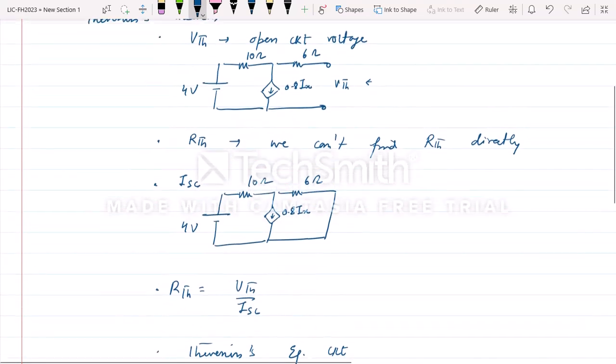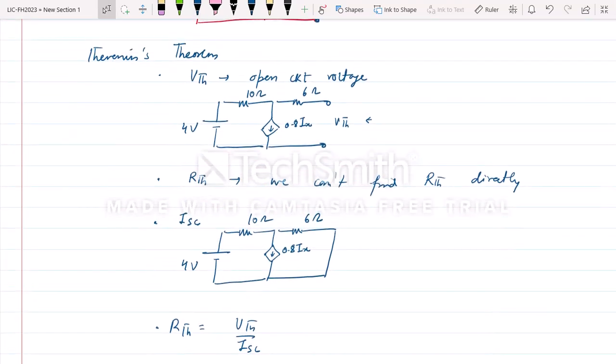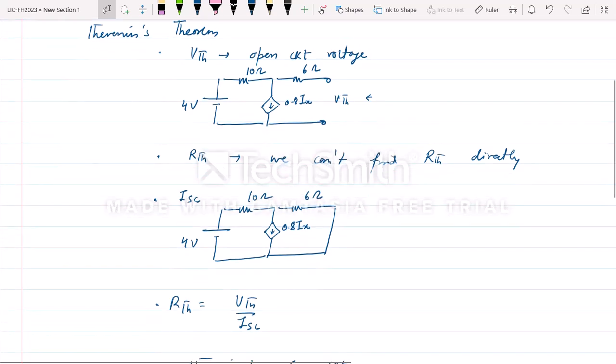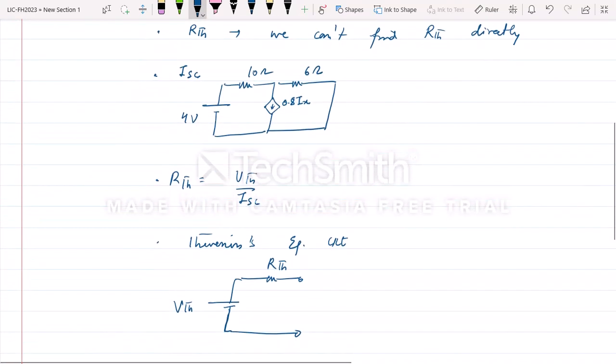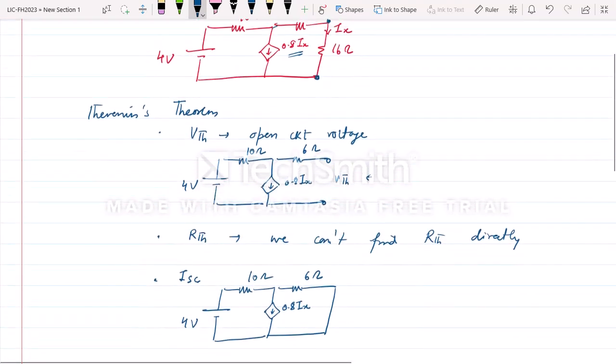I'll repeat the steps. First we find VTH by opening that terminal. Then as we can't find RTH directly, we have to find ISC by shorting that branch. Thus RTH can be got by VTH upon ISC, and then after getting this we can draw the Thevenin's equivalent circuit. So let us start solving this problem.